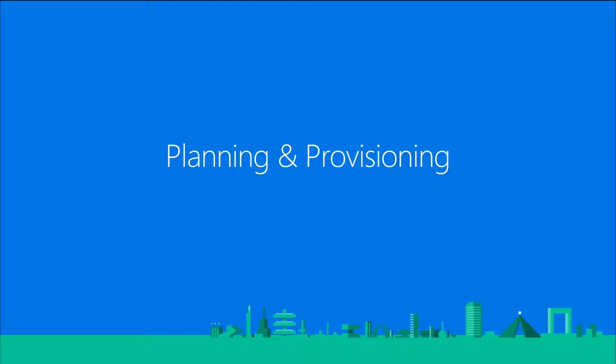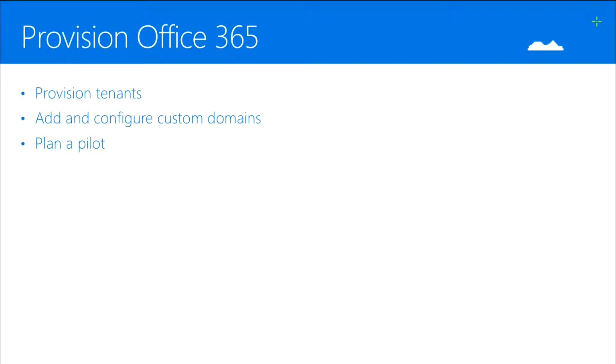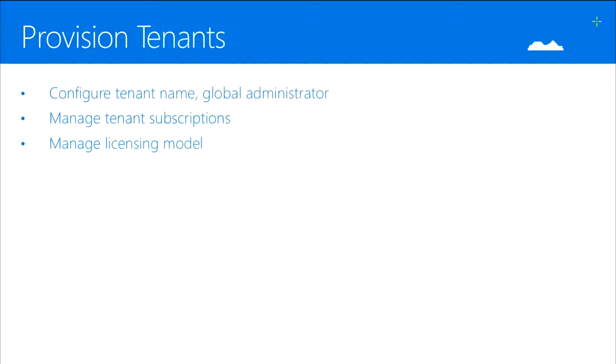So planning and provisioning. This is the first area that we're going to be talking about here. Okay, so really we're talking first of all then about provisioning the tenant, the Office 365 tenant, adding and configuring that custom domain and planning that all-important pilot. So again, configuring the tenant name, the global administrator, managing the tenant subscription and managing the licensing model.